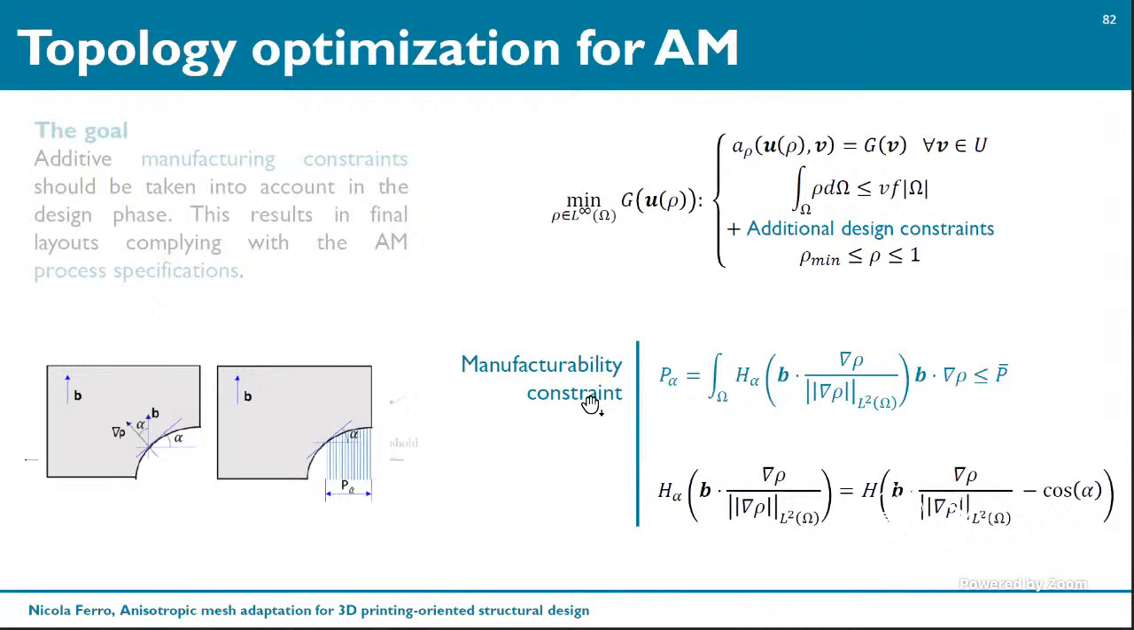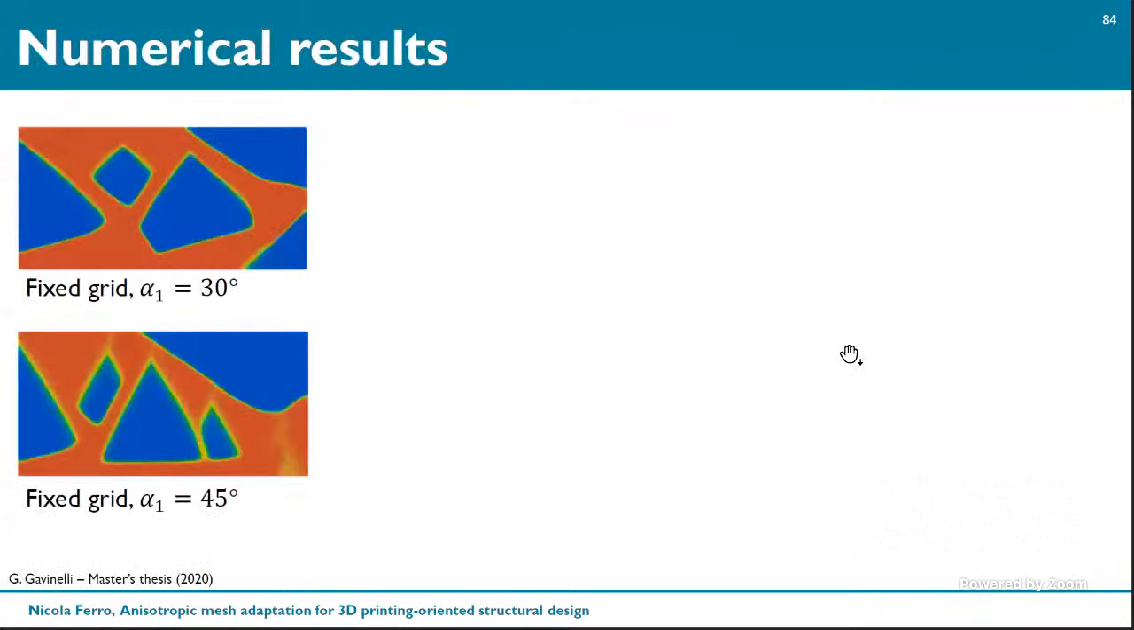So we impose a manufacturability constraint in terms of an inequality constraint. We compute this quantity P, and we impose an upper bound on it. And this can be done by means of a shifted Heaviside function that takes into account the building direction B and the threshold angle alpha. Again, if you use your topology optimization framework, you can obtain some result.